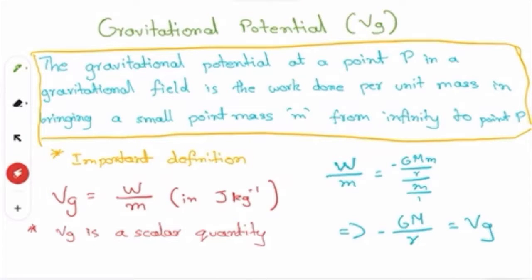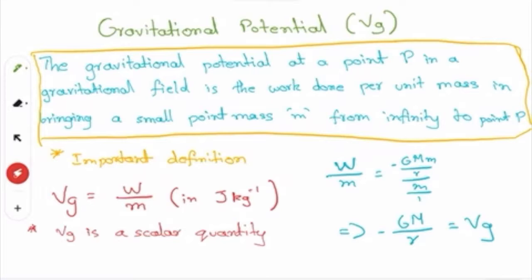Okay, so now we're going to go to a concept that's similar to gravitational potential energy, and that's just gravitational potential, and its symbol is Vg. So again, this is an important definition, especially for the IB physics exams. Looking at the definition, it's basically the work done per unit mass in bringing a small point mass m from infinity to point B.